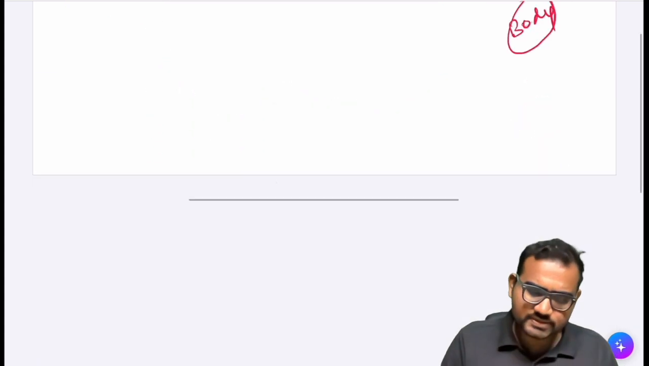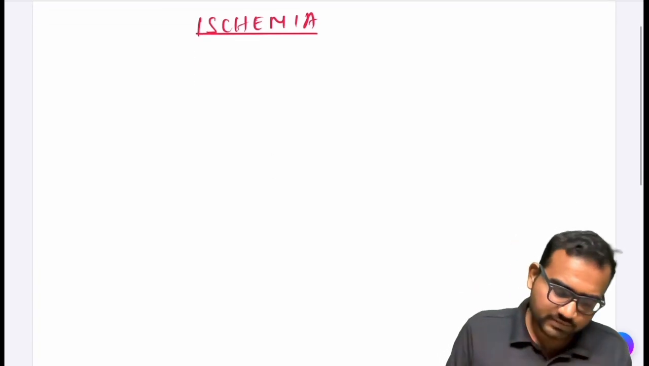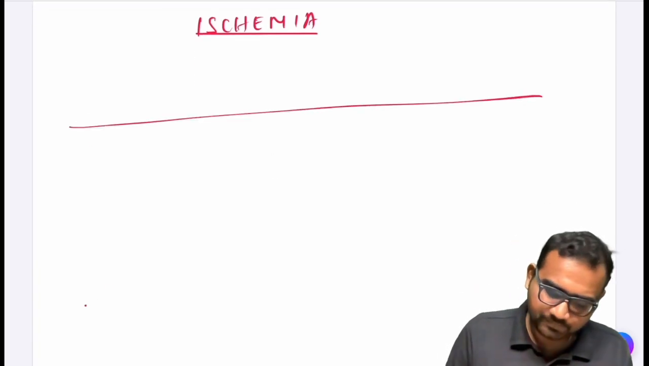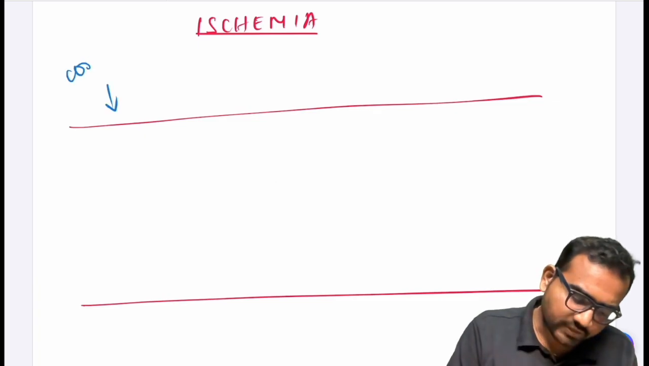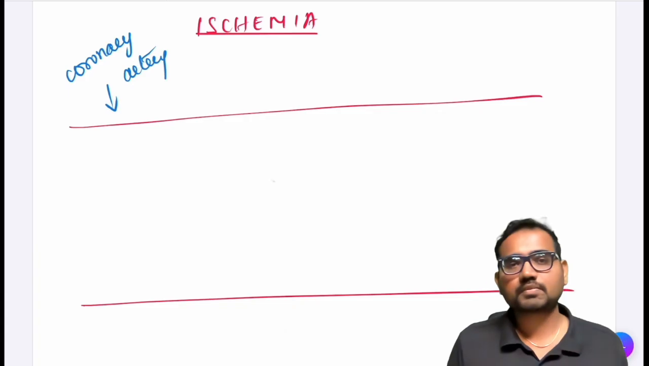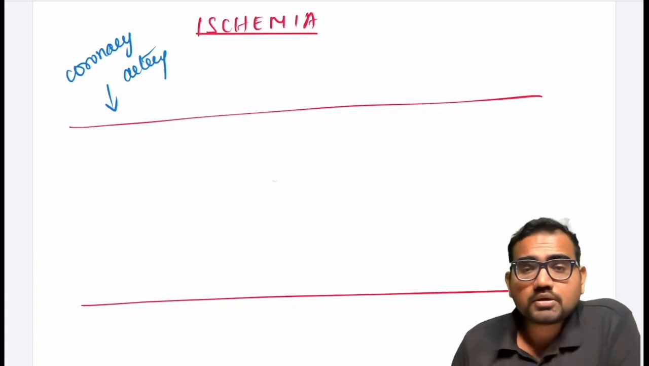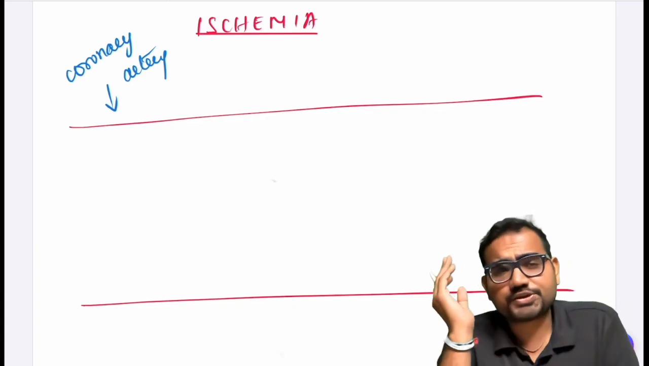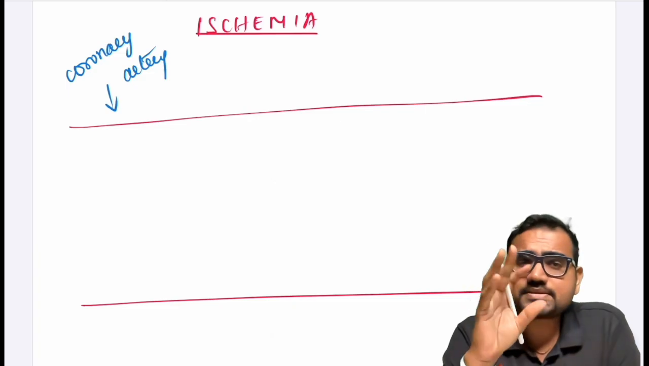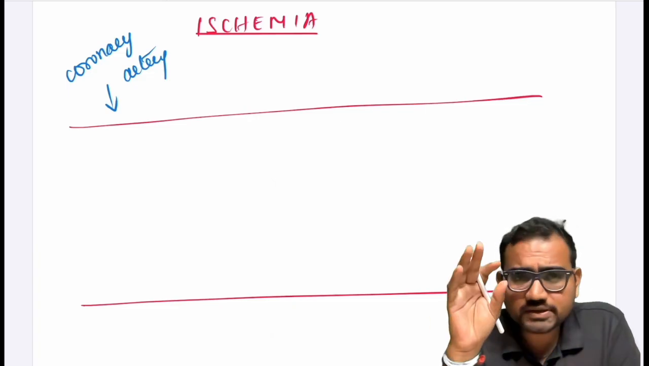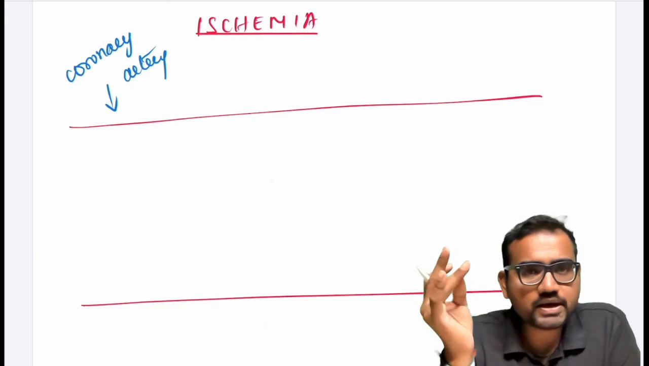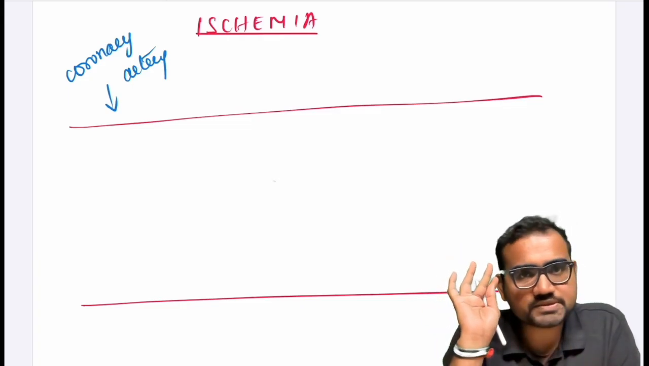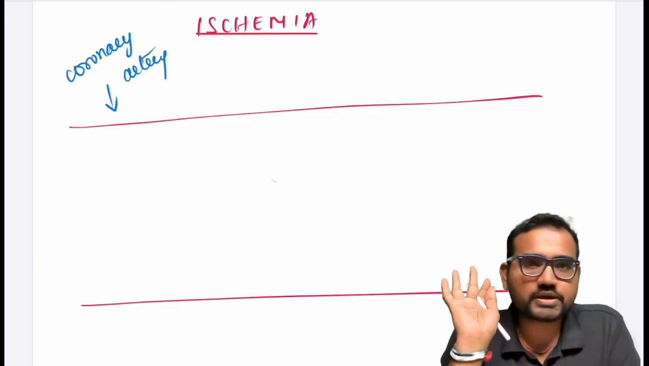So let us imagine that this is a coronary artery. Now what happens is, in some situations, the endothelial cell is going to get damaged. What is an endothelial cell? It is the lining of the blood vessel. We have three layers: tunica adventitia, tunica media, and tunica intima. So the endothelium is present in the tunica intima, the innermost layer.